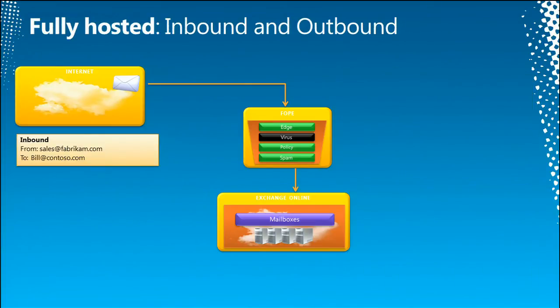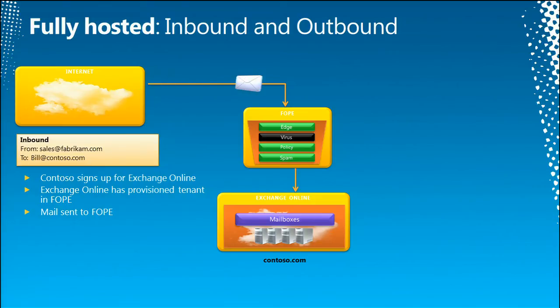So fully hosted, inbound and outbound. Contoso.com is our hosted environment, and inbound mail is coming from Fabrikam.com. It doesn't require any additional configuration to make this happen. This is just Office 365 mail. You don't have to configure any special connectors at all. Once the tenant is provisioned inside of Exchange Online, it'll be synced to FOPI. FOPI will be fully aware of it. So all inbound mail hits FOPI, and FOPI will apply any filtering that you've configured.